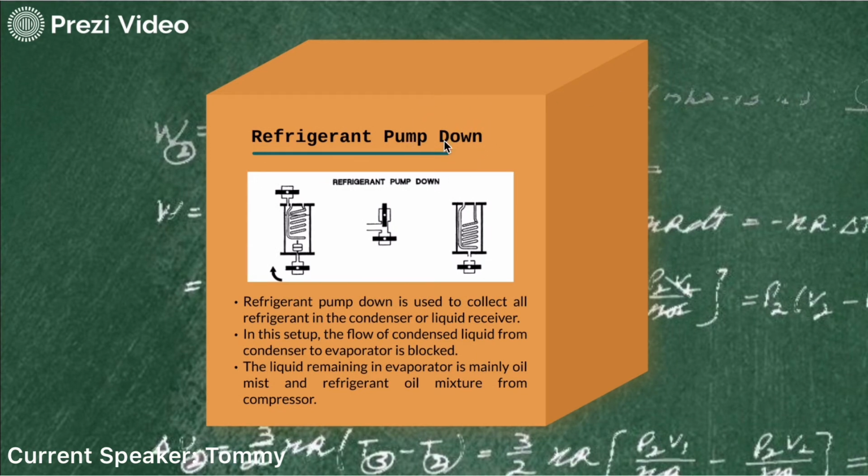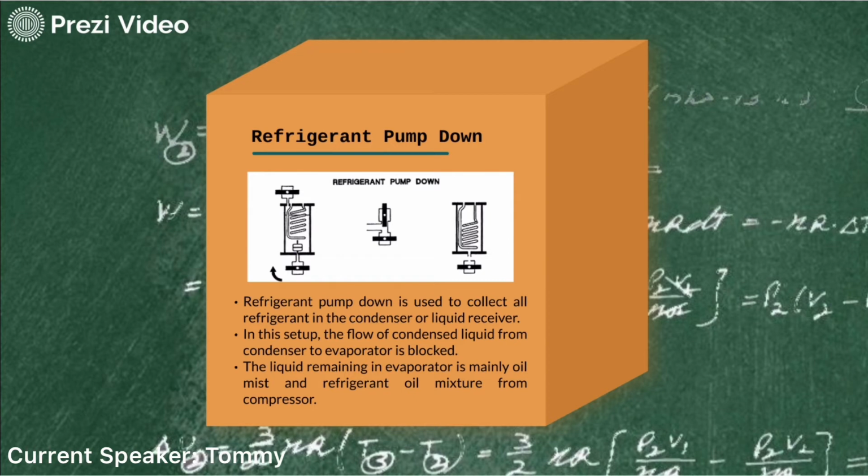This procedure is often used to collect refrigerant in the condenser or liquid receiver. In this unit, the condenser and liquid receiver are combined in the same glass cylinder. By setting up the valve as seen in the picture before for refrigerant pump down, the flow of condensed liquid to the evaporator is blocked. So the refrigerant will accumulate in the condenser and thus decrease the level and evaporation rate in the evaporator.